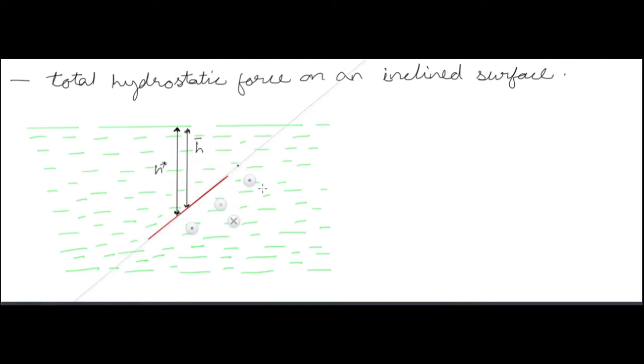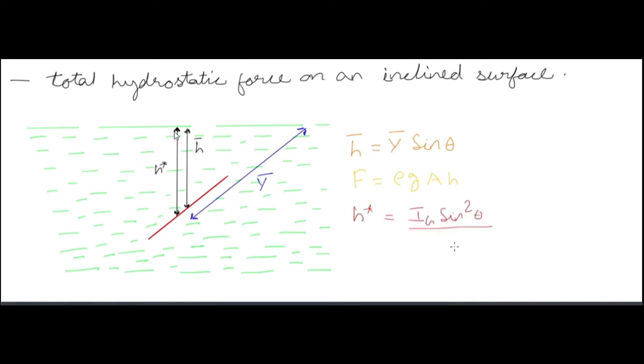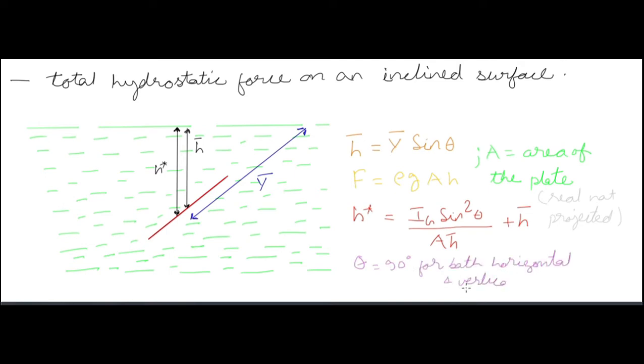So this is the h bar, meaning the distance of the centroid from the free surface, and this is h star, meaning the distance of the center of pressure from the free surface. Exclude this term, this theta is equal to 90 degrees for both horizontal and vertical. Remove this. Don't copy this, remove this term. Just h bar is equal to l bar sine theta. l bar is the inclined height. So h bar is equal to l bar sine theta.